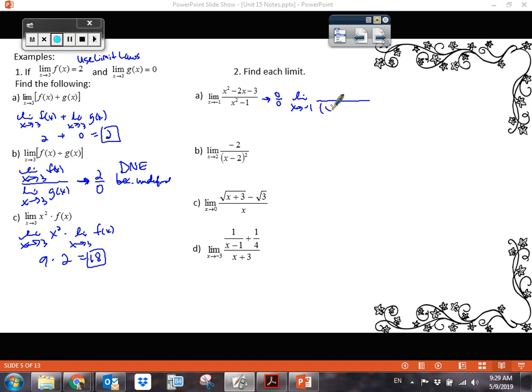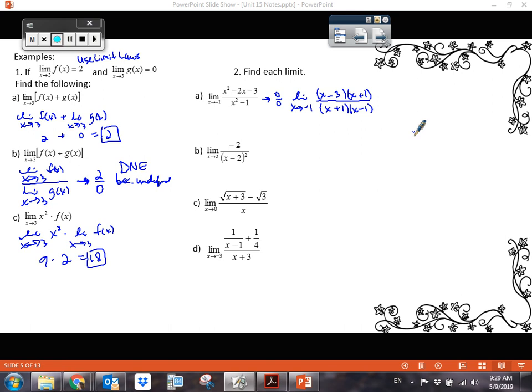Okay, so the bottom is x plus 1, x minus 1. Let's see, the numerator. Have x, see it's subtraction, so the signs are different. What do we have? 3 and 1. Okay, does that look good? So x minus 3, yep, that's the factoring.